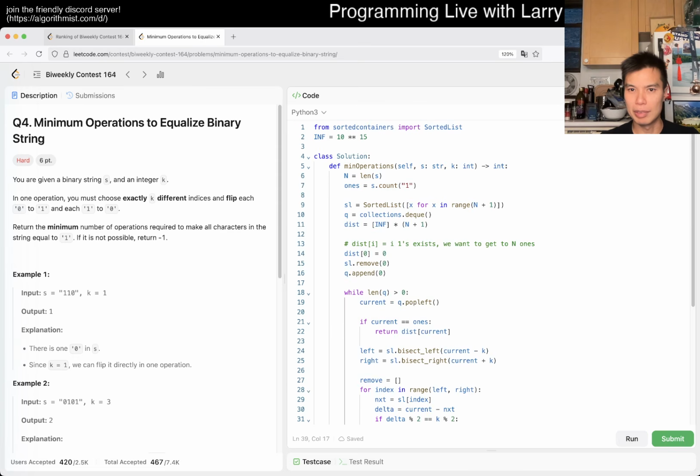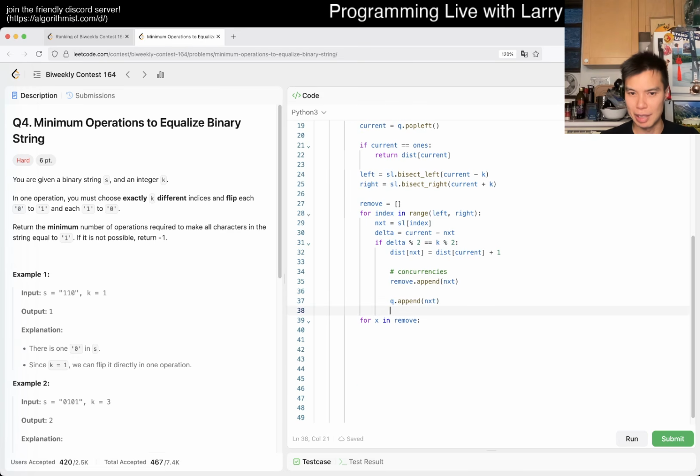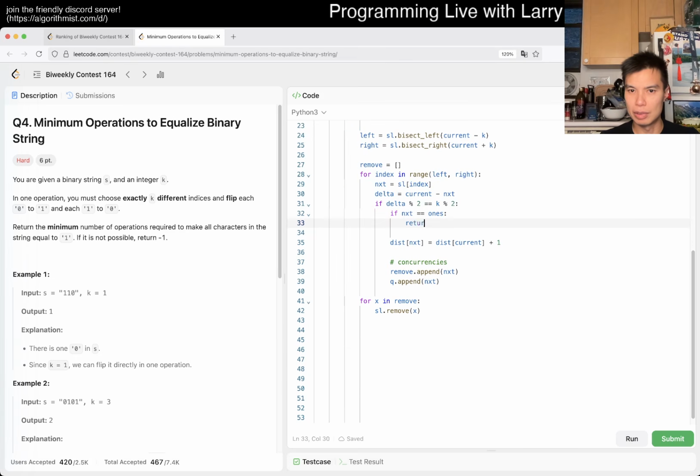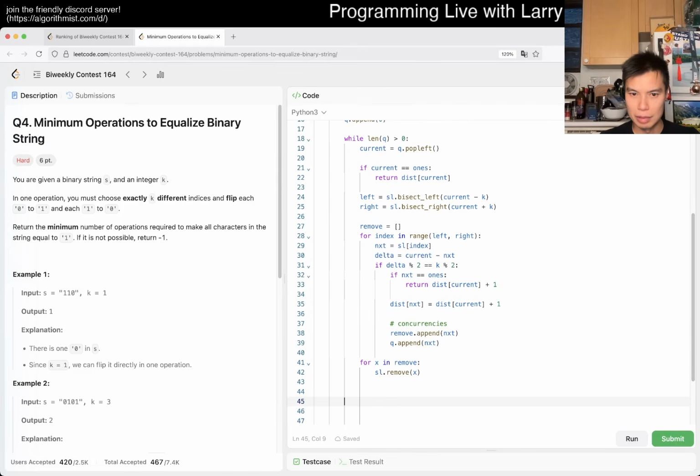Did we use X anywhere? I forget. There was one problem. It was in this one where I used X as the parameter. Dot remove X, right? And then that's it. I think we also want to write here, maybe. If next is equal to 1s, then we also return this just to save time. Otherwise, we return -1. I think it's fine. Something like that.